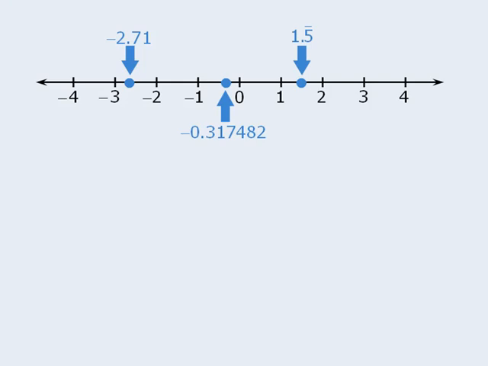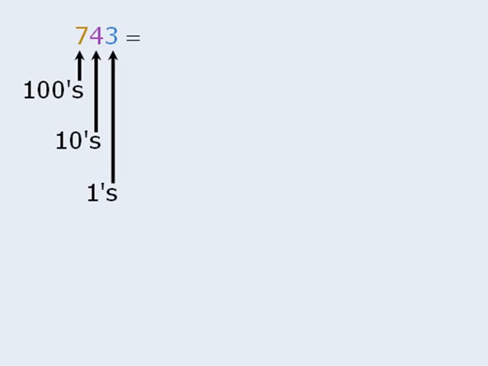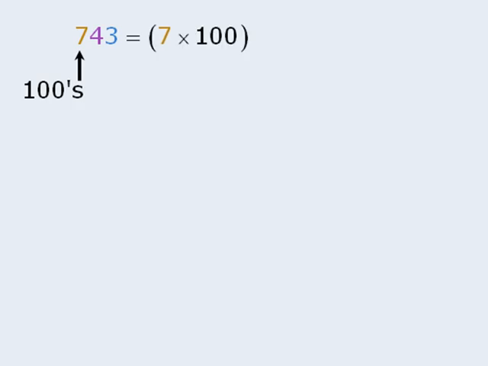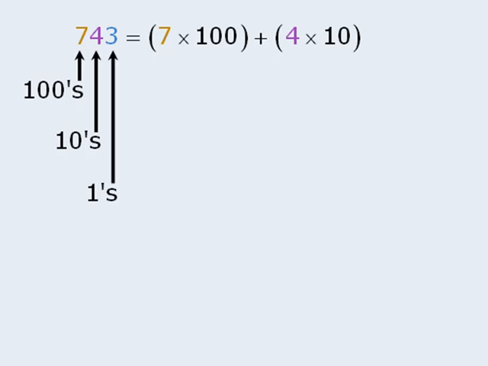some value. For example, in the number 743, the digits 7, 4, and 3 are in the places that represent hundreds, tens, and ones. The 7 in the 100s position tells us our number consists of 7 100s, or 7 times 100. The 4 in the tens position tells us our number consists of 4 tens, and the 3 in the ones position tells us our number consists of 3 ones. So the number 743 represents the value of the following sum.